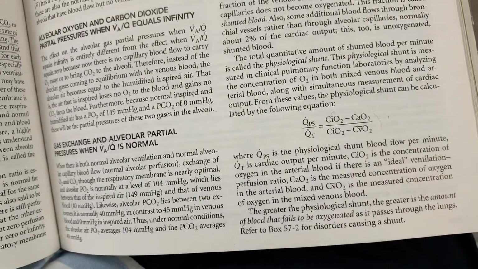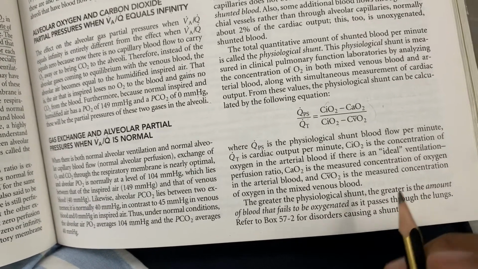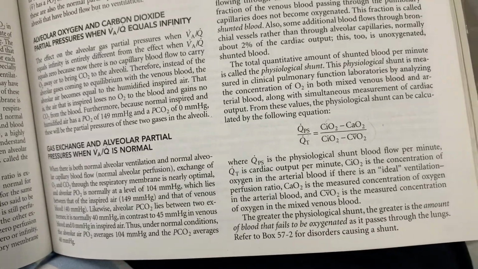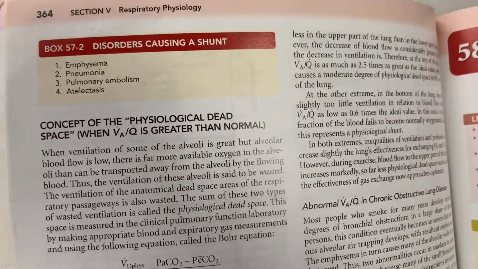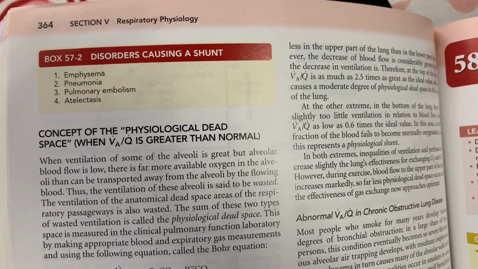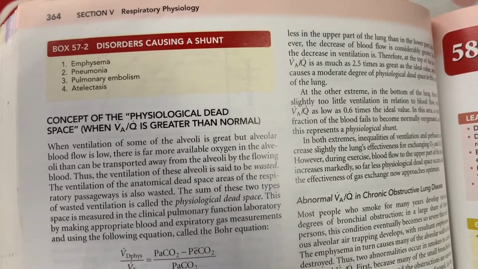Okay. And coming to this point, the greater the physiological shunt, the greater is the amount of blood that fails to be oxygenated as it passes through the lungs. There are certain disorders that cause a physiological shunt. These include PAEP, that is mnemonic PAEP, or pulmonary embolism, atelectasis, emphysema, and pneumonia.